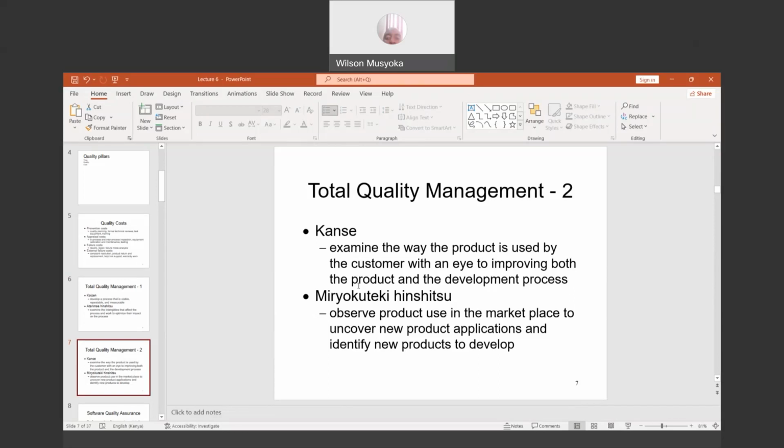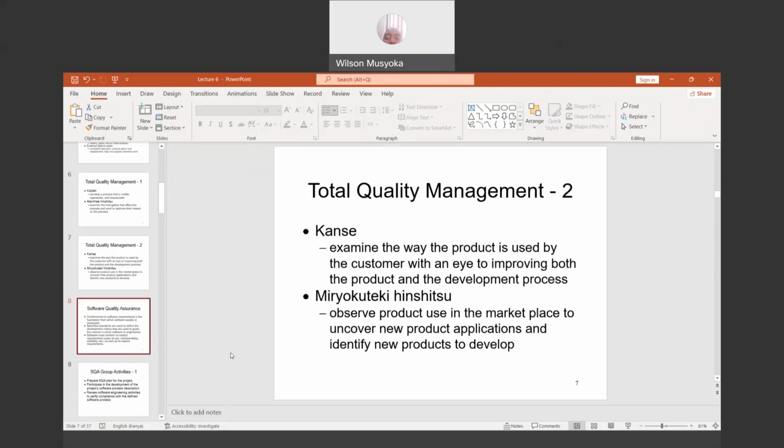So imagine you are looking at maybe M-Pesa, and that is a product you have in the market. Then you realize that people can use M-Pesa not only for sending money, but they can also pay using M-Pesa. So you include that as a new product, Lipa na M-Pesa. You can also find that people are saving money in M-Pesa, so you create a wallet whereby somebody can save money and so on and so on. So when you are doing that, you are employing Miriokuteki in Shitsu.